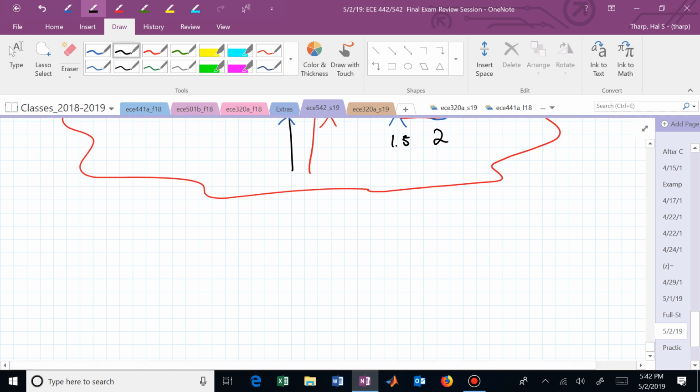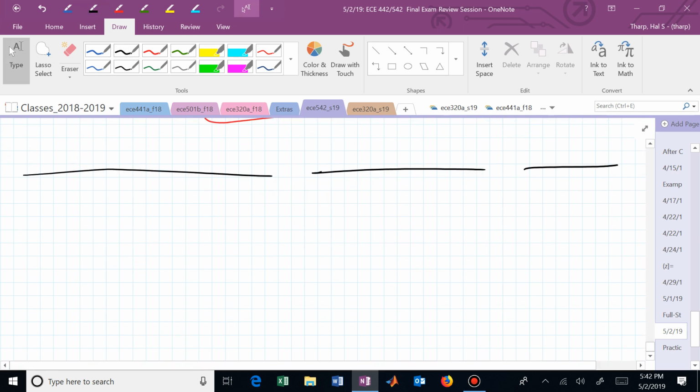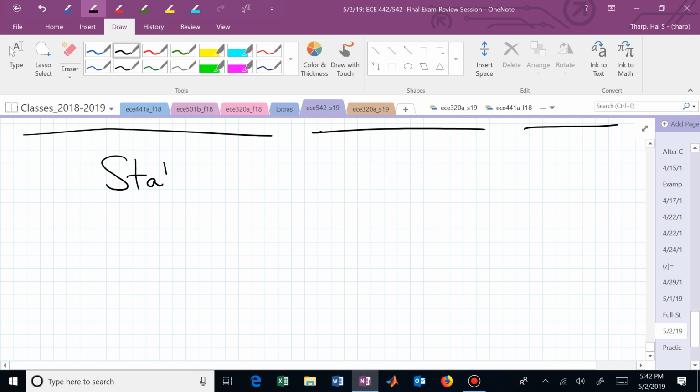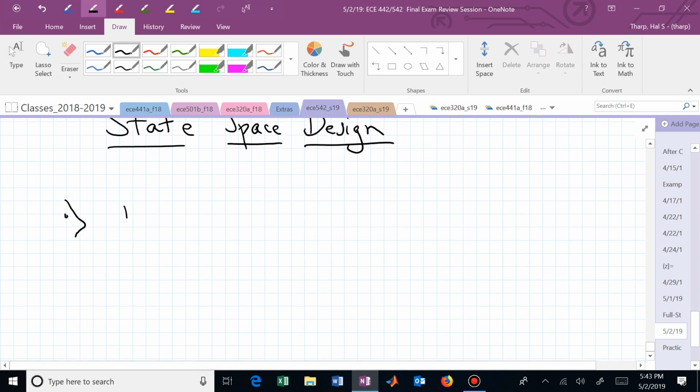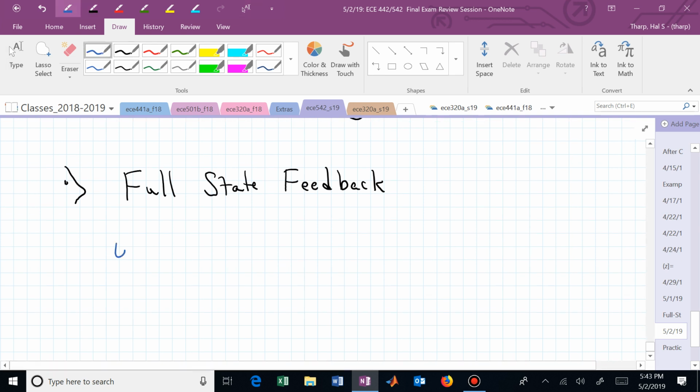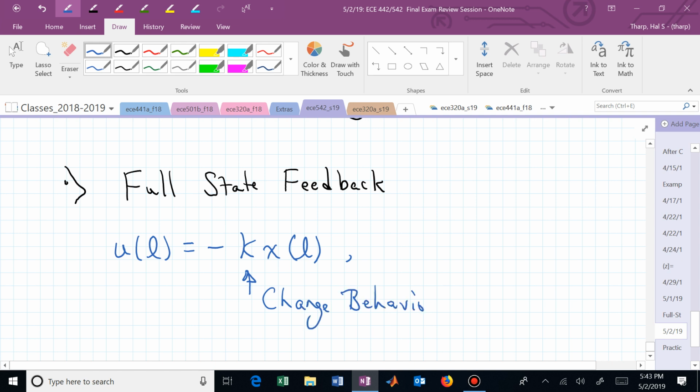You also need to worry about state space design. I'm not going to be involved with the final, it's just you. I slipped and said we, but we in terms of the class, I guess. State space design. Full state feedback. U of k is equal to minus K X of k. And this is to change the behavior of your system. Tell it how to behave.